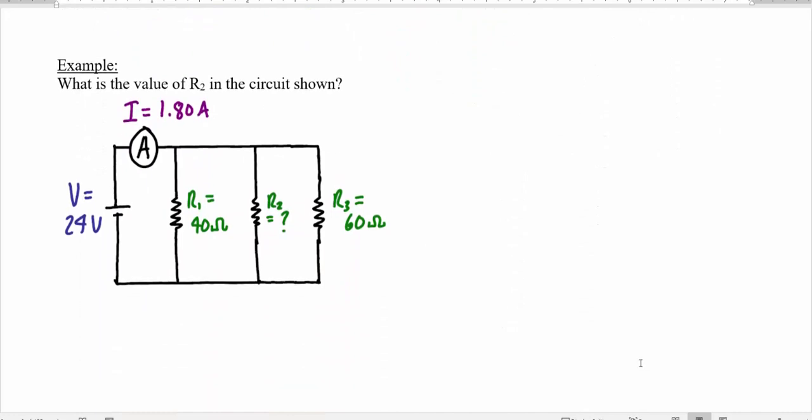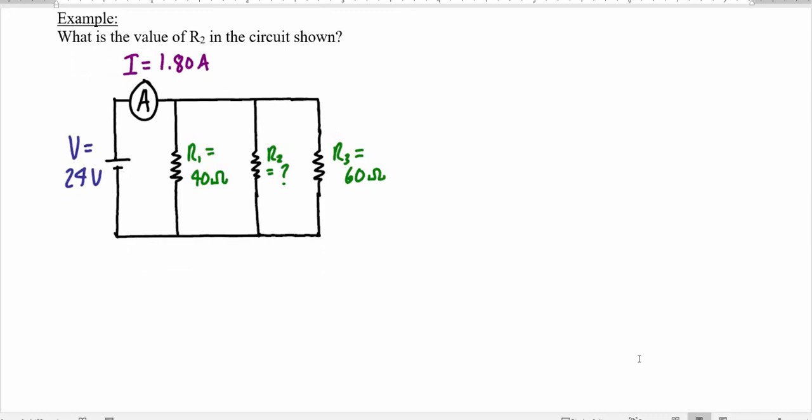Okay, so what is the value of R2 in the circuit shown? So we've got, I know the voltage of my battery here. I know a current reading at an ammeter. And then I've got 3 resistors, and they are in parallel. So I'm going to have to use my parallel rules.